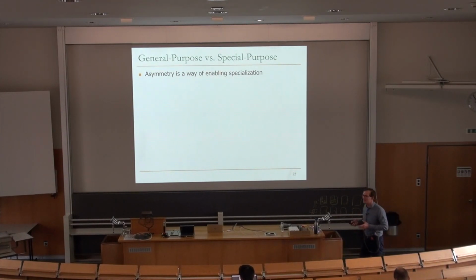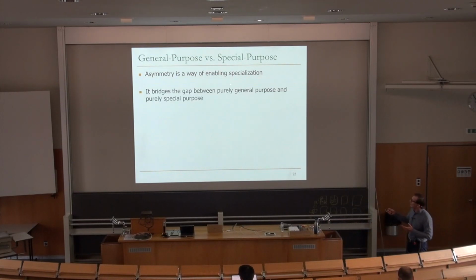We should also discuss this. Asymmetry or heterogeneity is actually a way of enabling specialization. There's this general purpose versus special purpose that we've been discussing. If you want to enable specialization, you have to have heterogeneity. Basically, by having heterogeneity, you bridge the gap between purely general purpose and purely special purpose. Purely special purpose is something that's completely designed for a single task, and you can only do that task. Right? It's not very programmable. Basically, you design an ASIC that does speech processing only. It requires speech as input and produces something as output. Maybe it translates the speech to text, for example. It has very limited programmability.